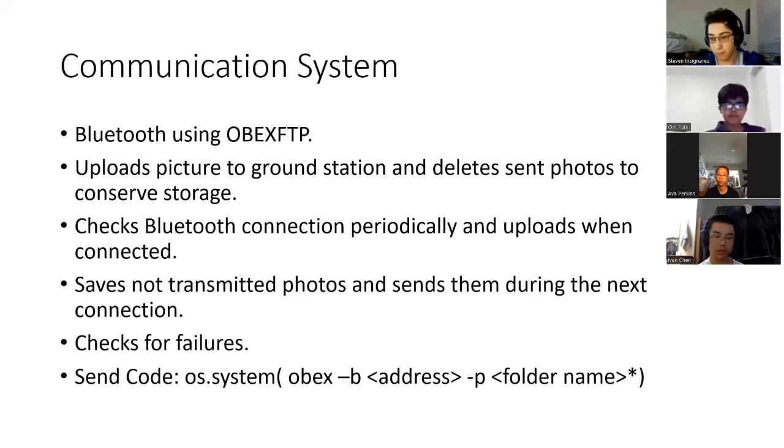To send the photos, we have the CubeSat periodically checking for a Bluetooth connection with the ground station, and once it finds this Bluetooth connection, it sends and uploads the video, the photos. In the event of an error, we plan to have the CubeSat save the non-transmitted photos and send them during the next transmission. And then down in the last line, that is the code that we are currently using to send the photos.